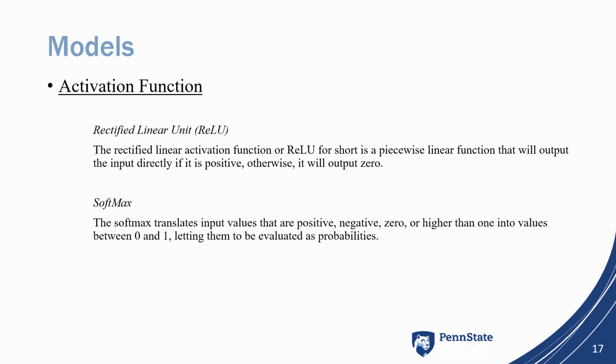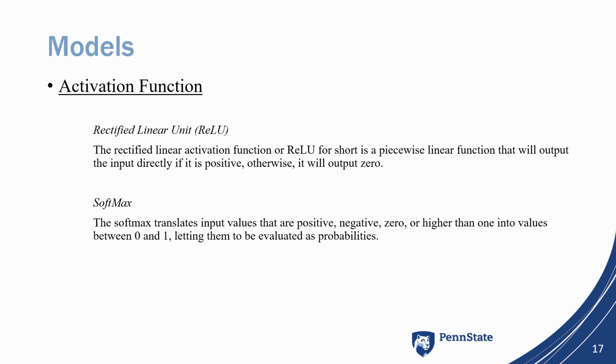Now we're talking about the activation functions that we use. The first activation function that we use is the rectified linear unit, or ReLU. It is a piecewise linear function that will output the input directly if it's positive. Otherwise, it will output 0. It has become the default activation function for many types of neural networks because a model that uses it is easier to train and often achieves better performance. We use ReLU for all the hidden layers in the model.